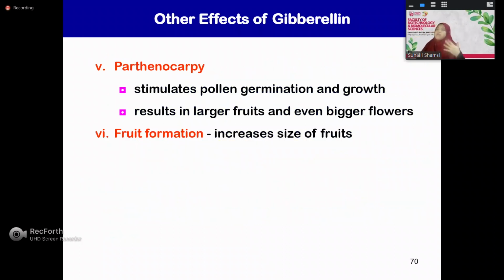And then the fourth or the fifth one is parthenocarpy, and the effects of gibberellin here, it works together with auxin. It stimulates pollen germination and growth. It results in larger fruits and even bigger flower and fruit formation. It increases size of fruit. So because gibberellic acid induces growth, that's why when you supply gibberellic acid, it can cause production of larger fruits and also bigger flowers.